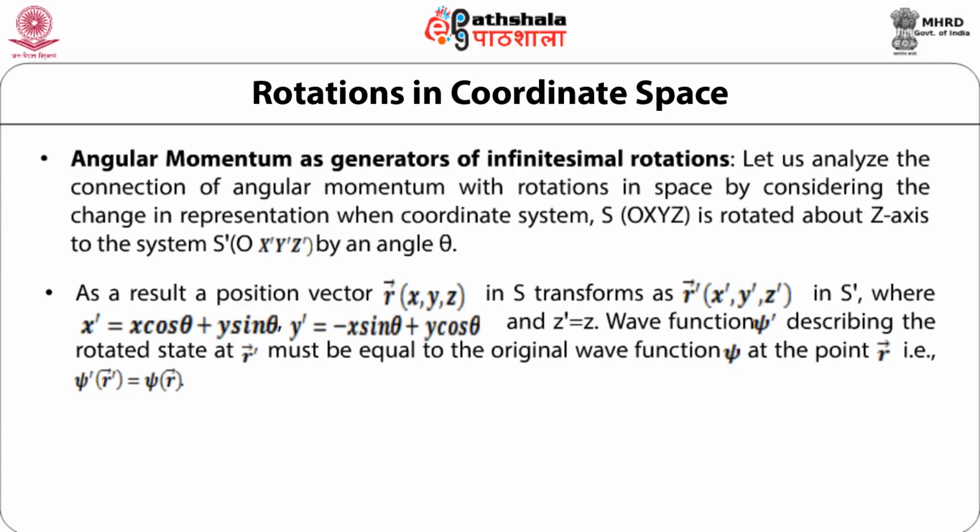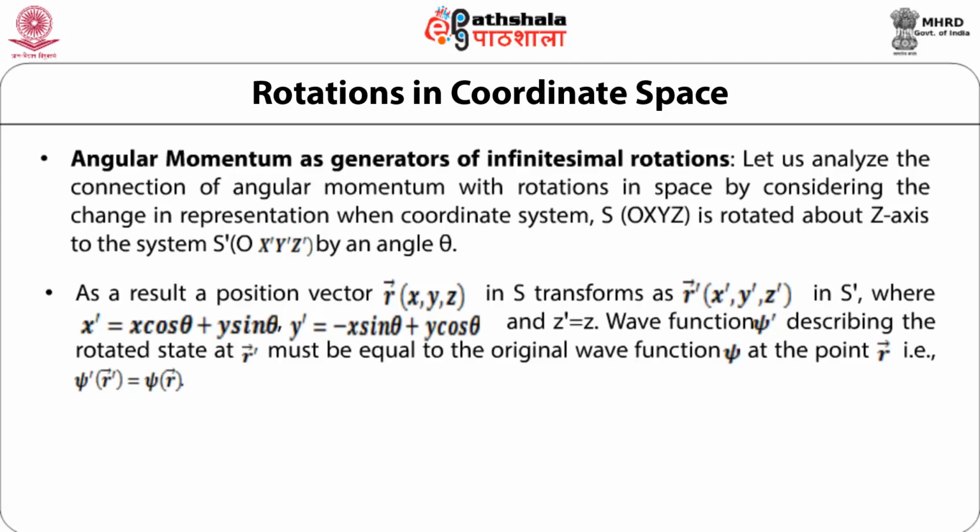Similarly, y prime, that is the coordinate in the new coordinate system S prime, is given by minus x times sine theta plus y times cos theta, where, as mentioned earlier, x and y are the coordinates of the original coordinate system, that is S, and theta is the angle of rotation, while z prime turns out to be equal to z since the rotation was effected about the z-axis, so the z-axis remains invariant.